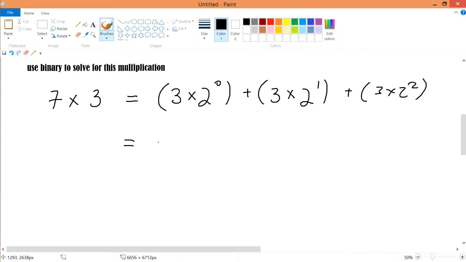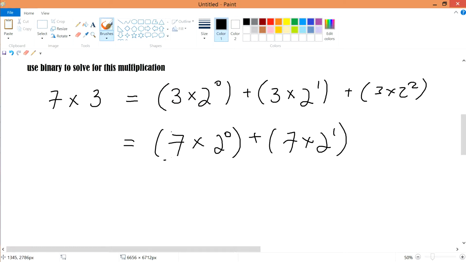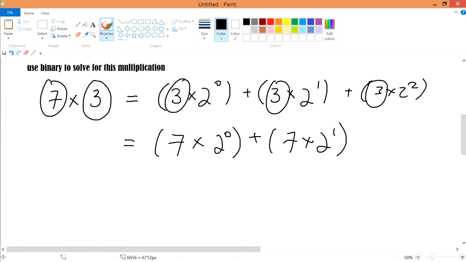Nonetheless, you can also solve it another way. You can write it as 7 times 2 to the power of 0 plus 7 times 2 to the power of 1. 2 to the power of 0 is 1, 2 to the power of 1 is 2, so 2 plus 1 is 3. So you have two methods to solve this type of question. You just need to know how to rearrange. If you want your 3 to be the subject, this 3 is all placed over here, then you dissect the 7 into binary terms: 2 to the power of 0, 2 to the power of 1, 2 to the power of 2.